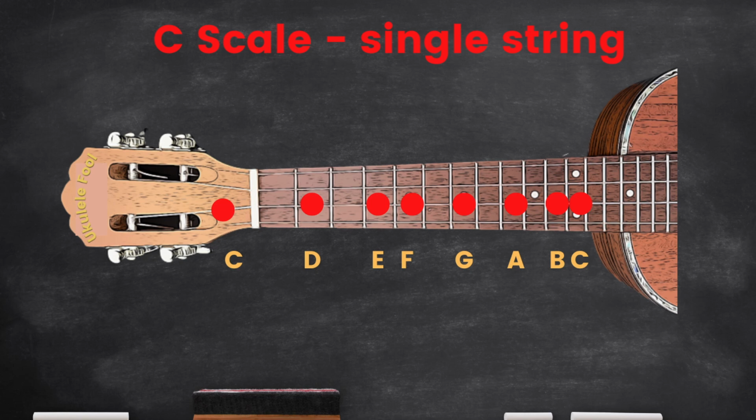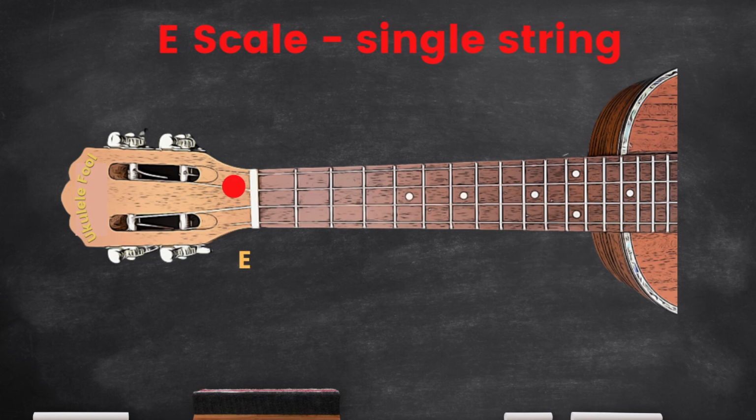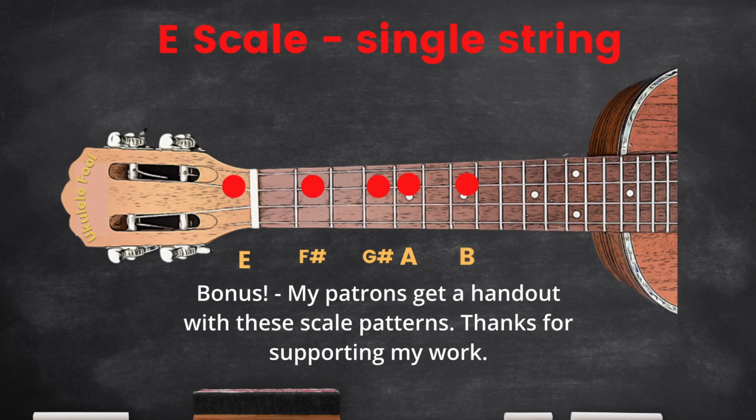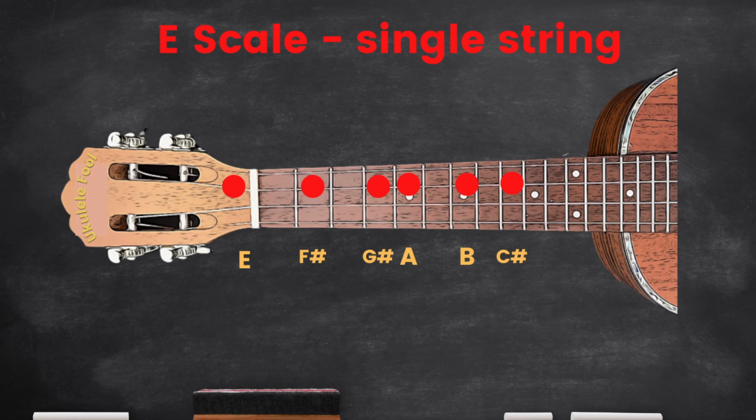Let's do it on the E string, starting with your open E, skip to the second fret, F sharp, skip a fret to G sharp, and then there's the half step or semitone, A right next door, skip a fret to B, skip a fret to C sharp, skip a fret to D sharp, and right next door, half step or semitone away is E.